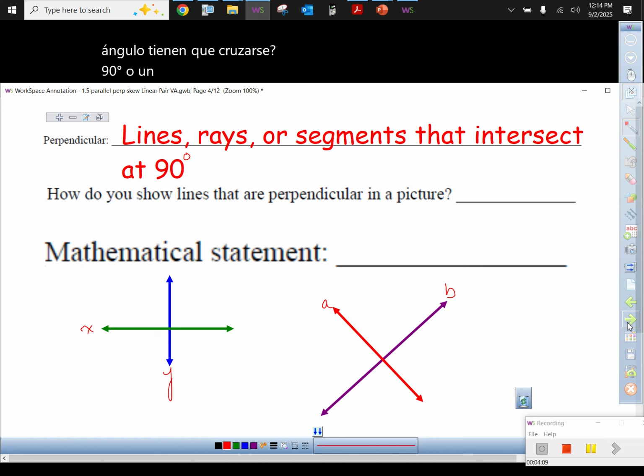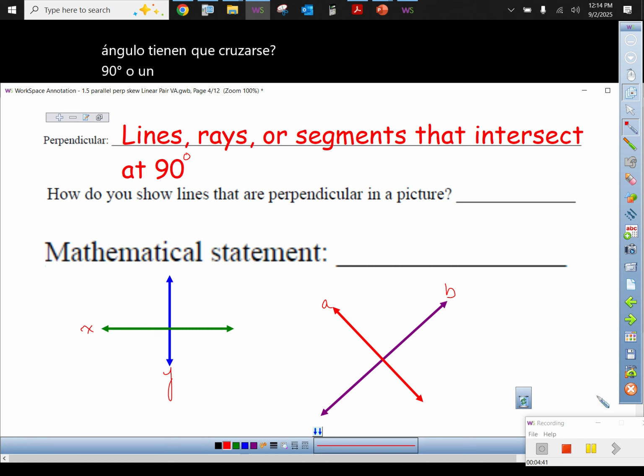Lines, rays, or segments that intersect at 90 degrees. And then when you get that written down, if you go off either in that little space or in the margin, sketch those two pictures that I have right here. I've got a little X and a little Y, and a little A and a little B. When we do homework, we'll always use a straight edge to make these pictures. But since I didn't give you much space on this, if you just want to sketch them, that's fine. Line X, line Y, line A, line B.